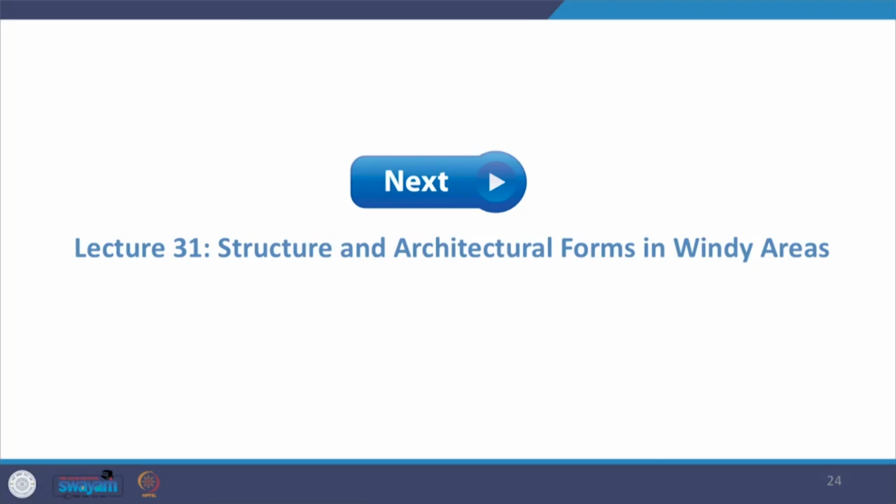With that we will move forward to the next lecture, lecture number 31, which talks about structure and architectural form in windy areas. Now we will move through specialized design for different kinds of environments, windy, earthquake prone or flood prone, and we will discuss more in that lecture.